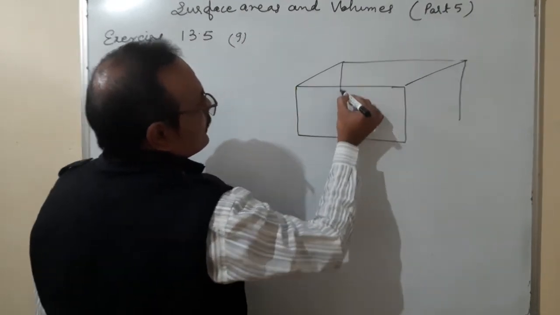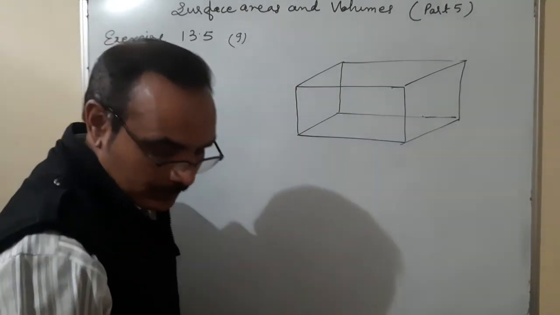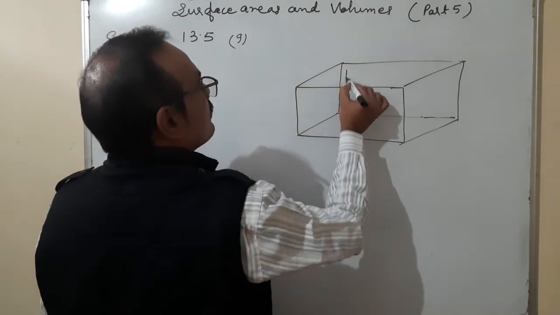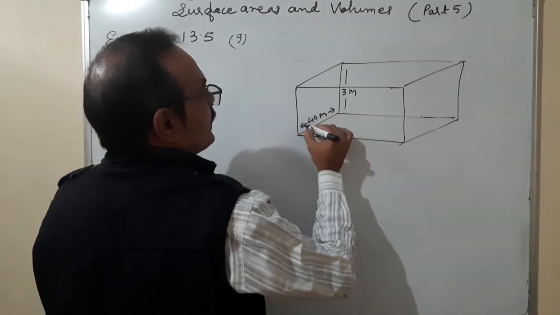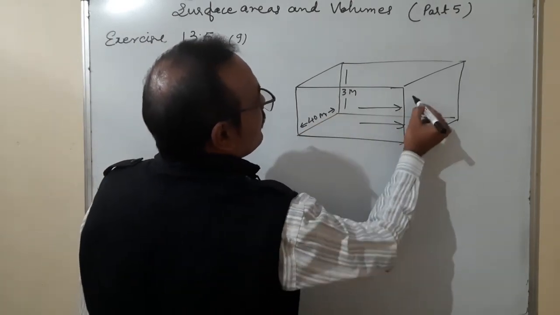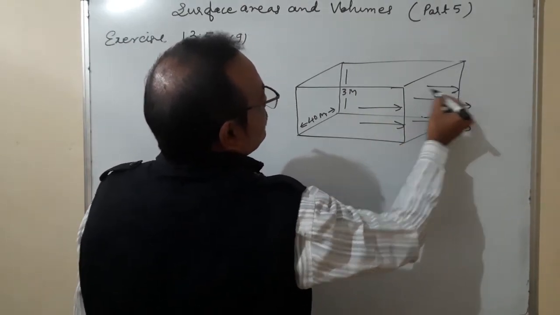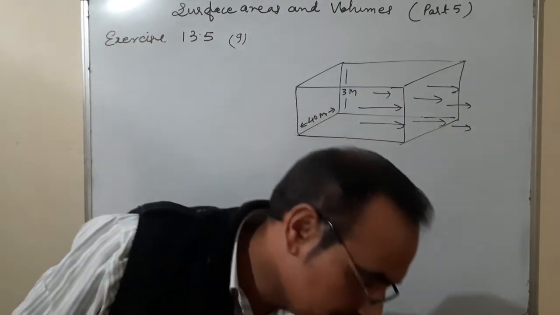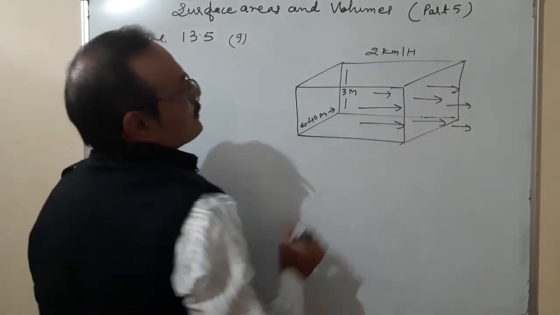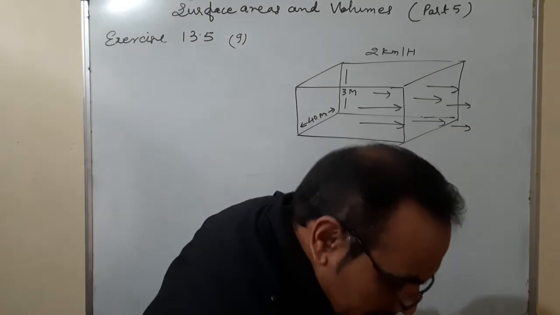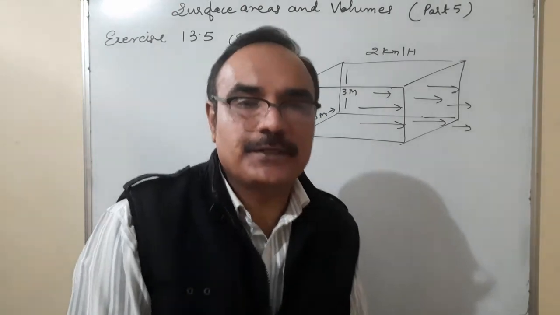Actually it is not a river, it is a part of the river. A river 3 meter deep and 40 meter wide is flowing at the rate of, suppose this is the direction of flow of river, is flowing at the rate of 2 kilometer per hour. Okay. And the question is, how much water will fall into sea in a minute? In a minute. Okay.